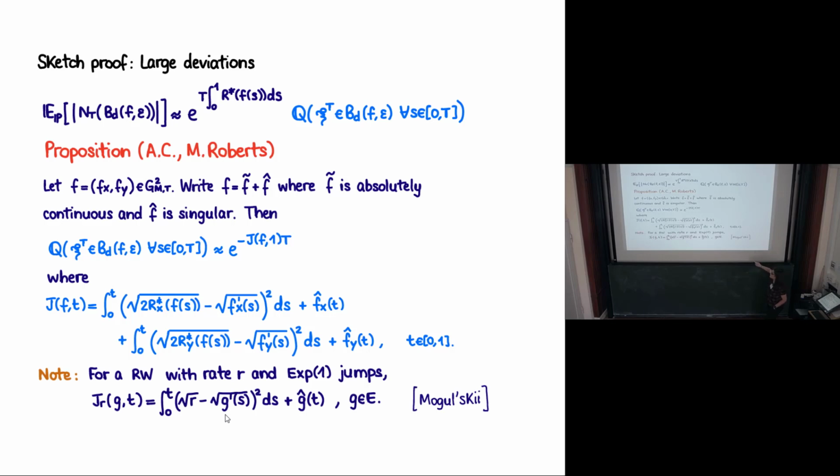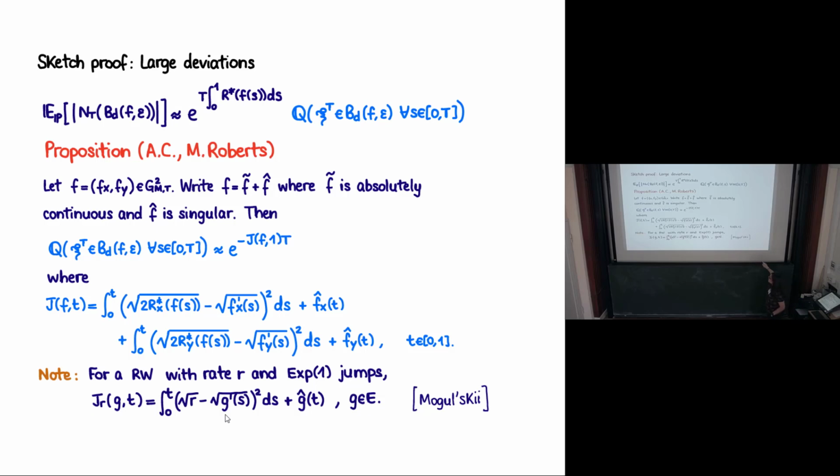Again, imagine that the rate is constant and you have exponential 1 jumps. Then the usual large deviation result for random walks would tell you that the rate of decay of this probability is this integral with the constant rate minus the derivative of the function plus its singular component. And this is a result that you can find in a series of papers by Nowotsky. So what form does our functional take? If you look at it, it's just two identical lines, one for the x component and one for the y component.